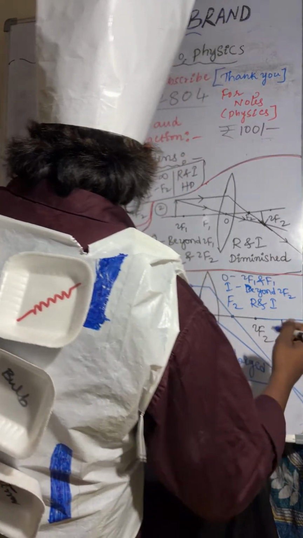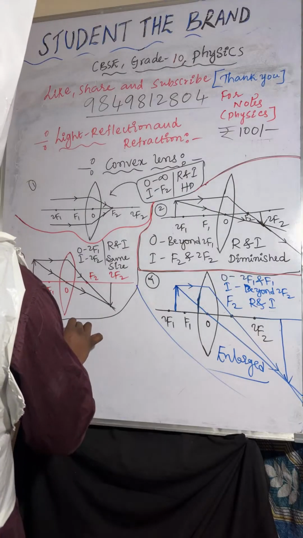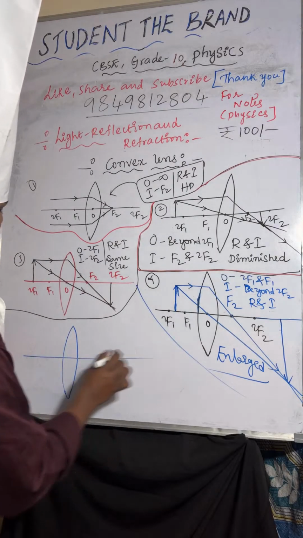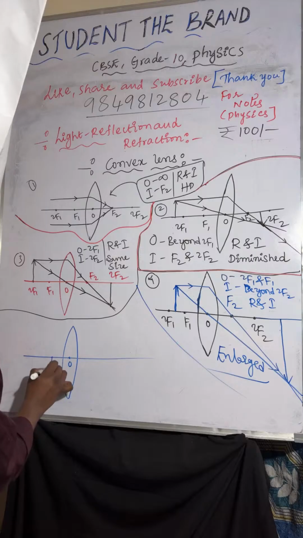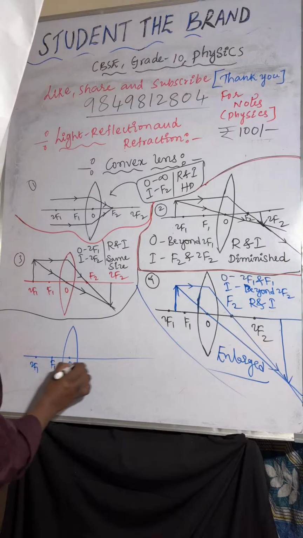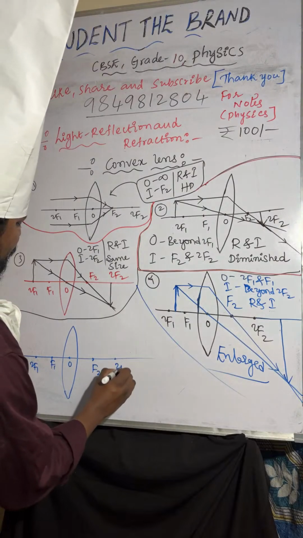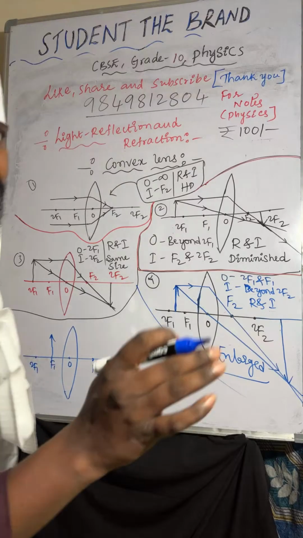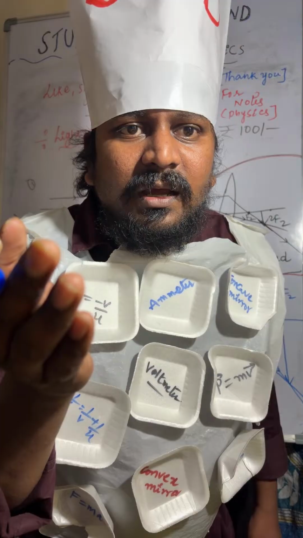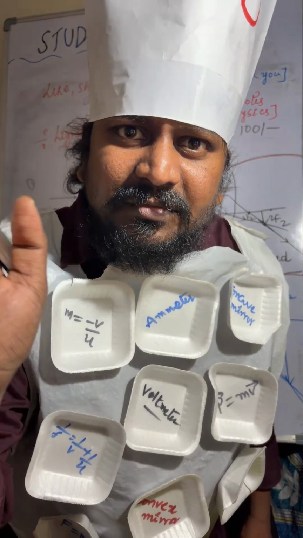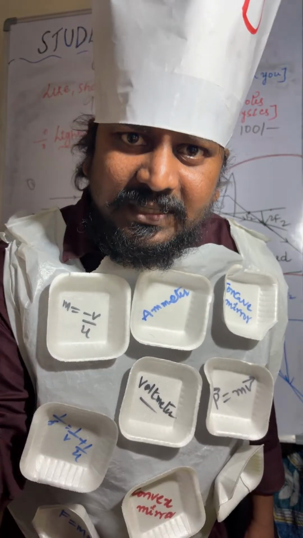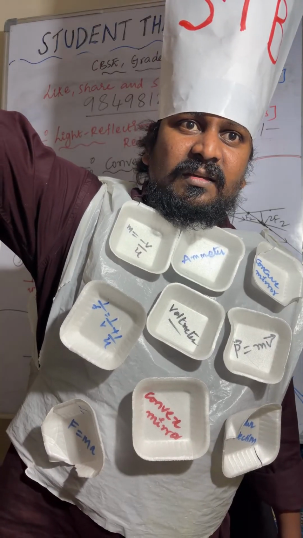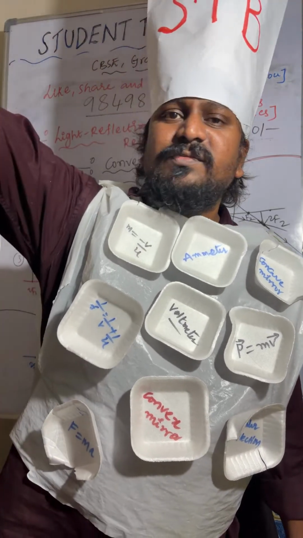Next one, the fifth one. Object, F1, 2F1, F2, 2F2. Object is placed at F1. Where is the image forming? At infinity. Object is placed at F1, image is formed at infinity.